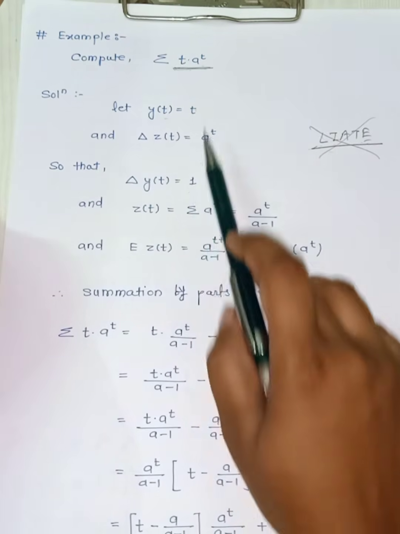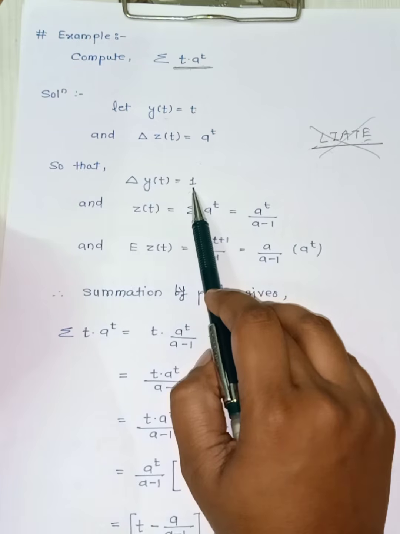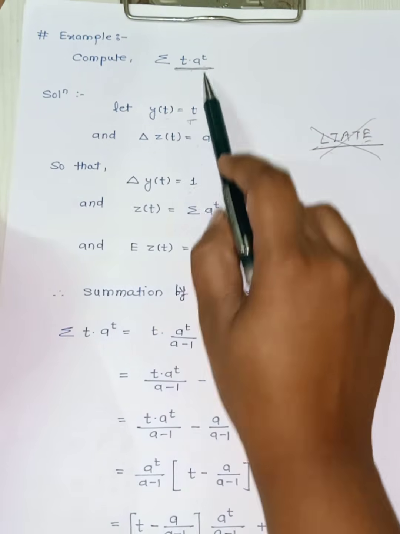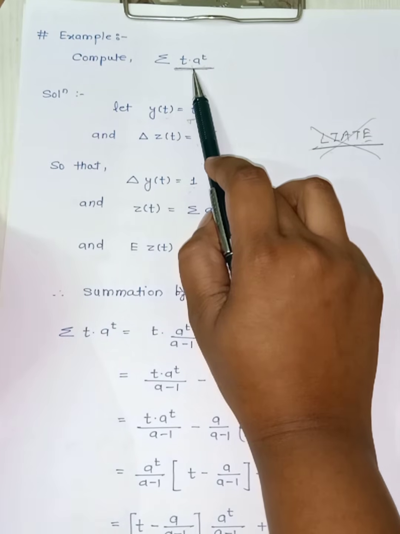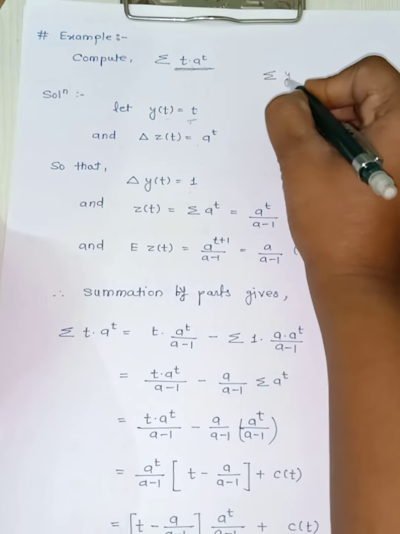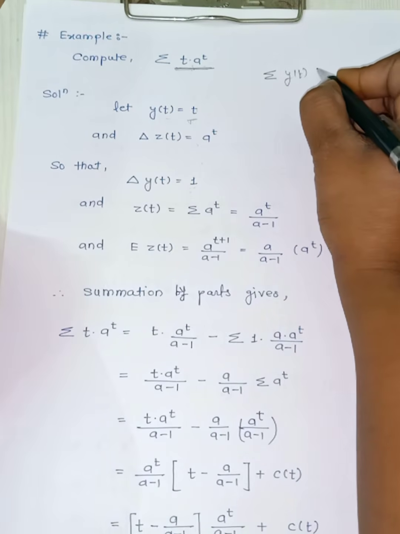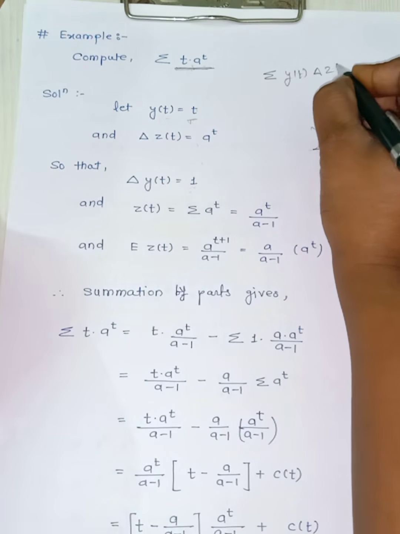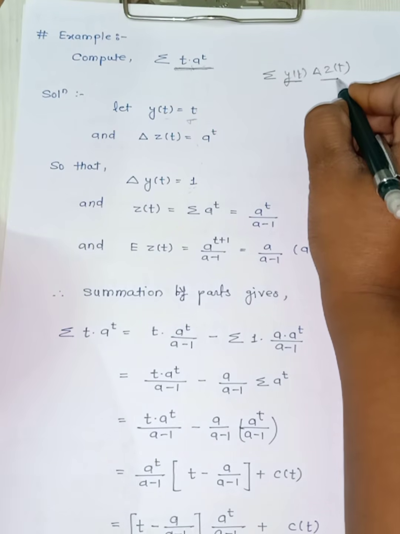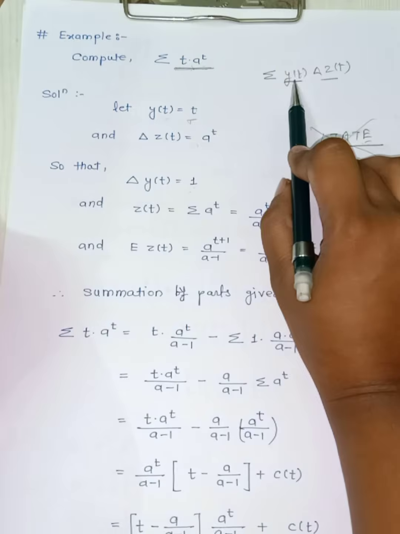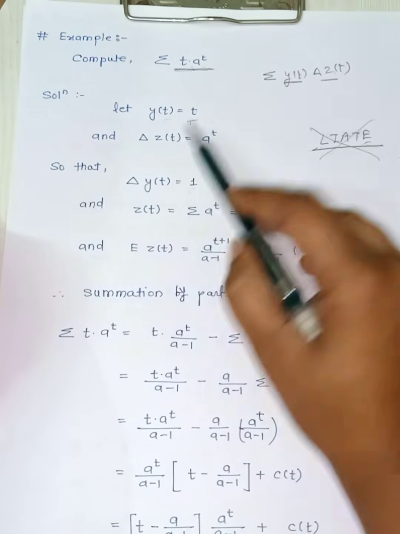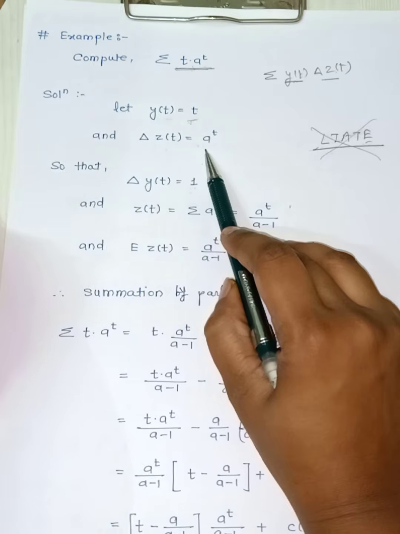So we have considered the first function y of t as t, and the second function we have considered as a to the power t. We had the formula: summation of y of t and delta z of t. So this is the first function and this is the second function. For the first function we consider t, and for the second function we consider a to the power t.